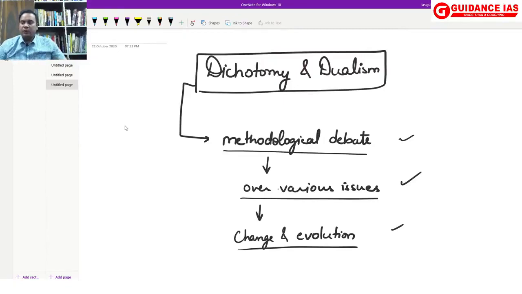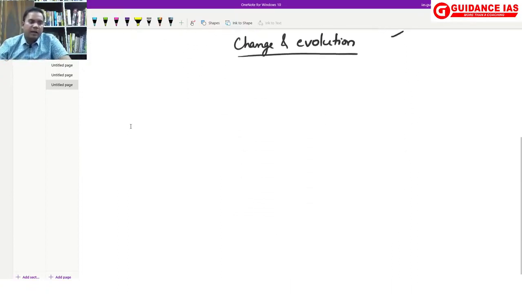Interchangeably used in geography to refer to a controversy, or difference in view over an issue.